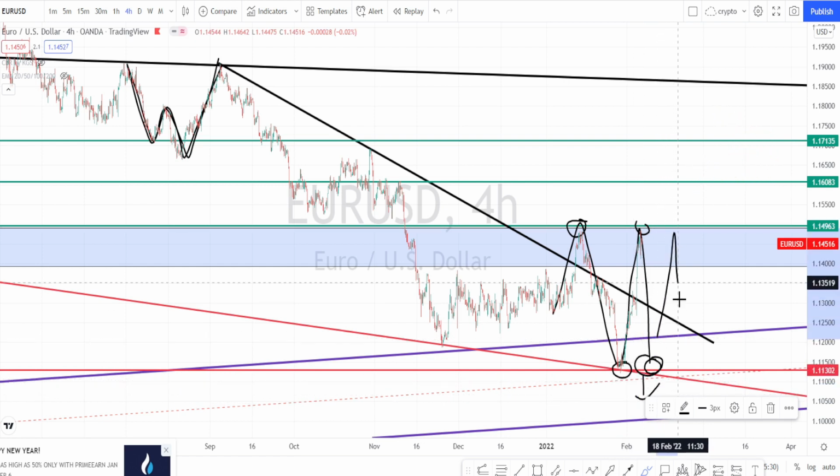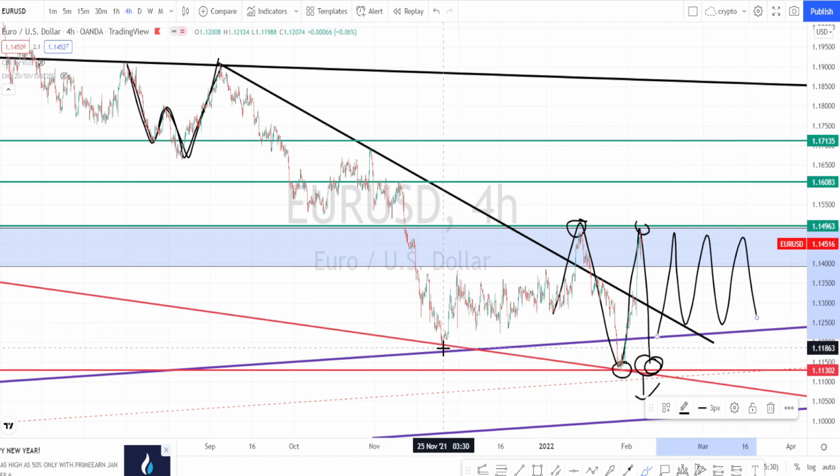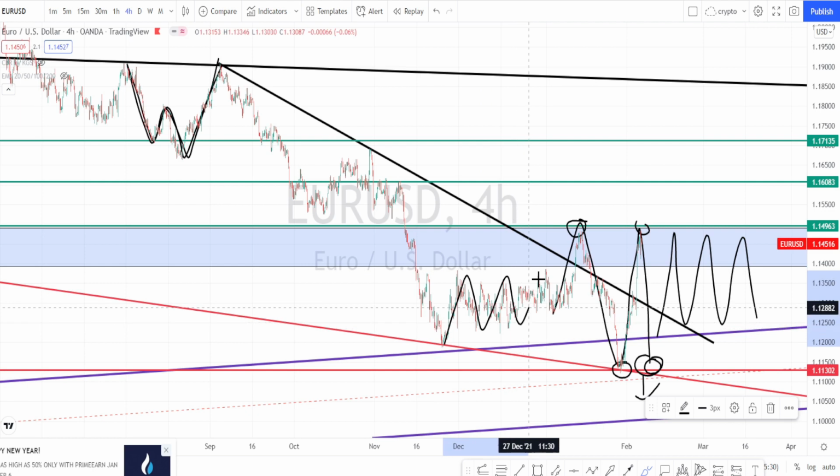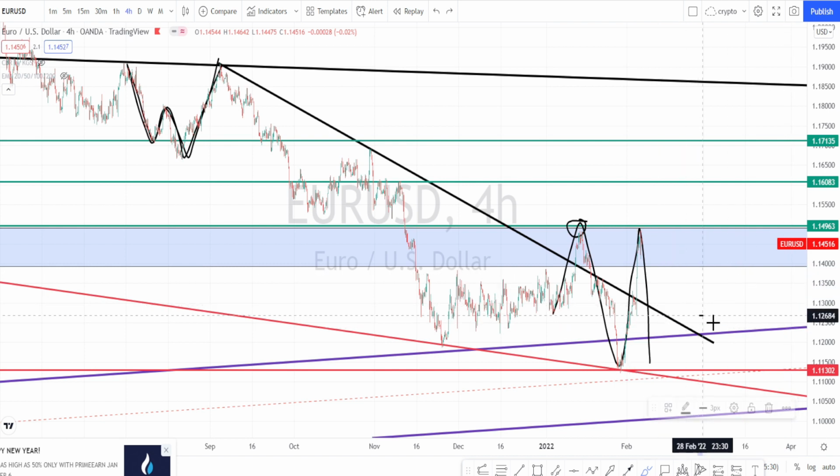Otherwise we can expect the price action to move sideways. Previously also it moved sideways, then went on a bullish side. So we can expect similar price action to continue as long as these trend lines and these resistance levels are holding strong.